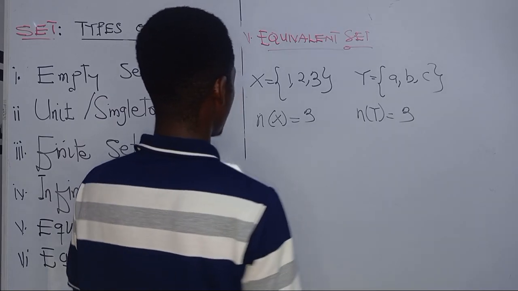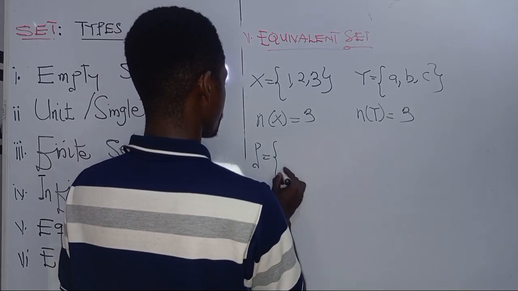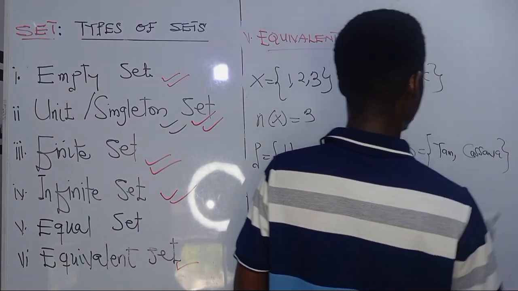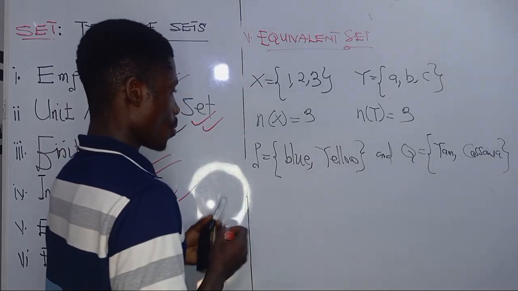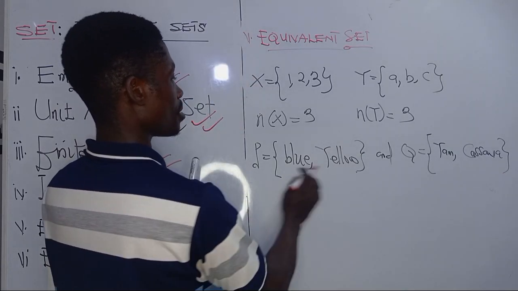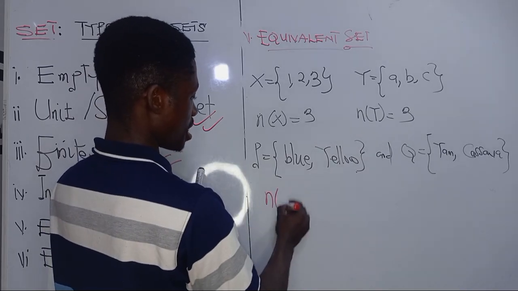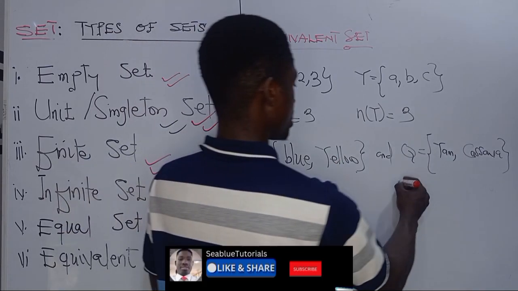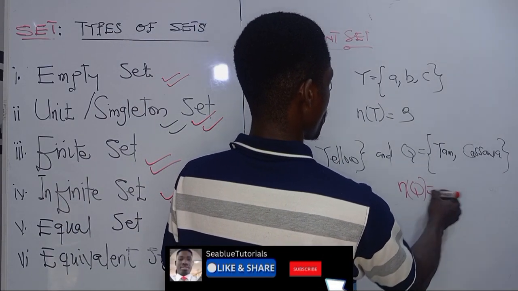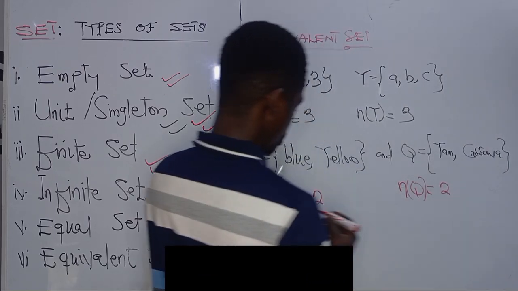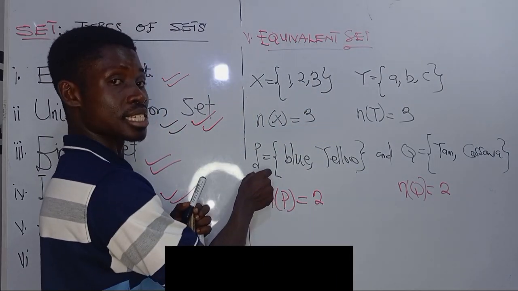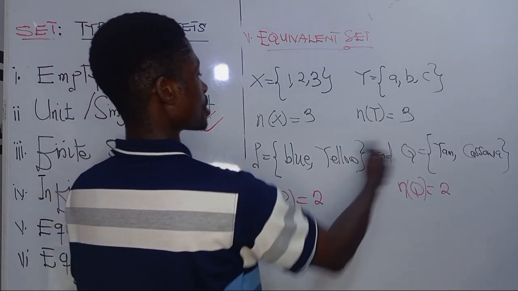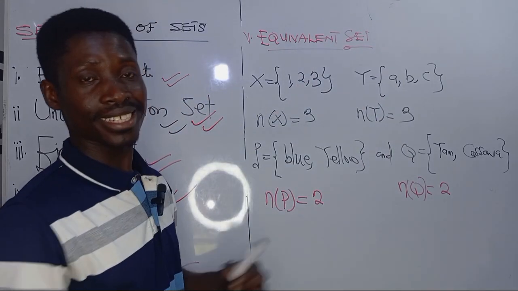Another example under equivalent sets. So what we are going to do is find the number of elements in P. So the number of elements in P, we are going to have how many elements? 1, 2. So we have 2. Then we have the number of elements in Q. We are having how many elements? We have 2 elements. So realize that the number of elements in set P is the same as the number of elements in set Q. So you can say that these two sets are equivalent sets.